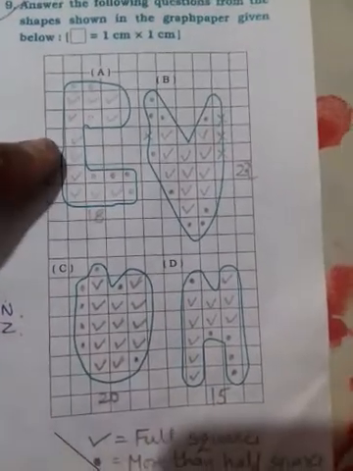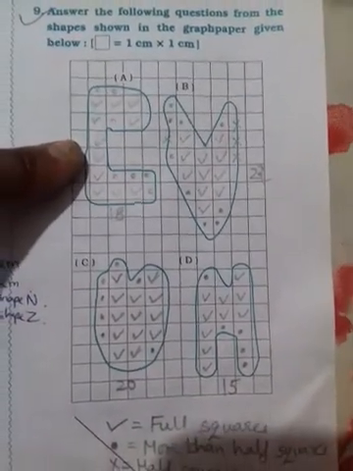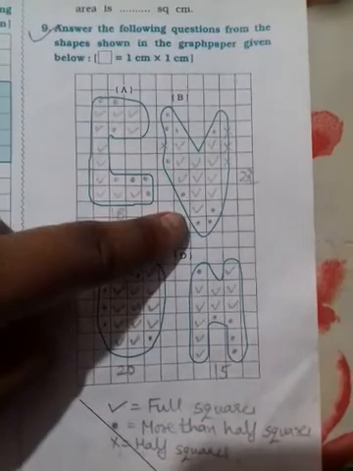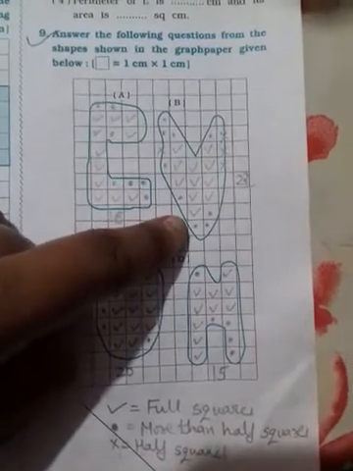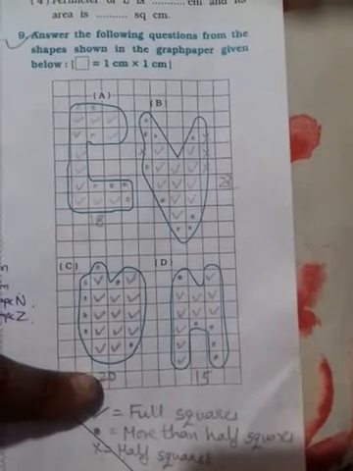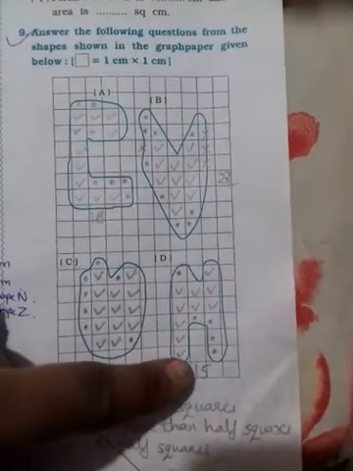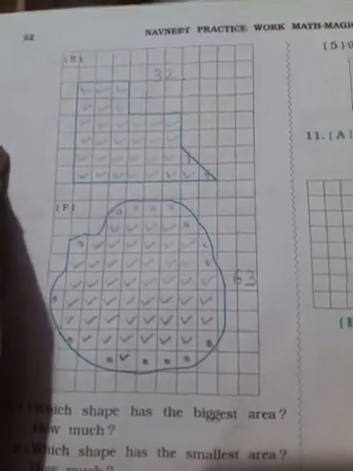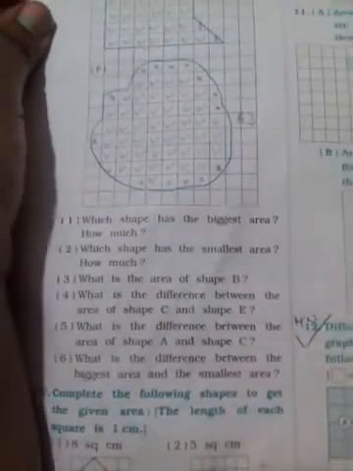So considering this diagram as A, you have 18 total squares. In B you have a total of 22 squares. In C you have a total of 20 squares, and in D you have 15 squares. In E you have 32 squares, and in F you have 63 squares. Now on the basis of this you have to answer the questions.